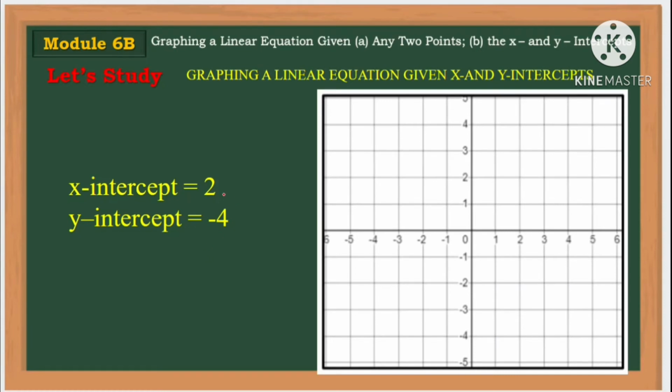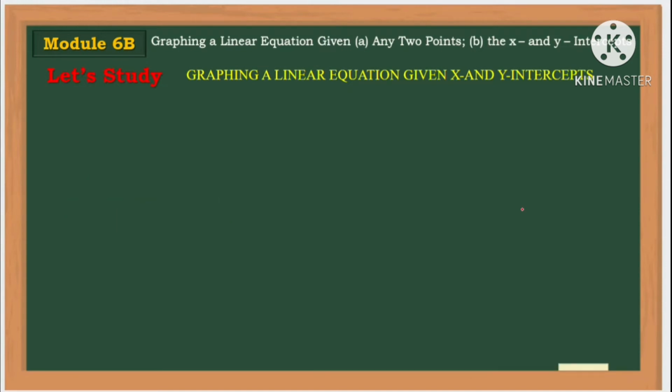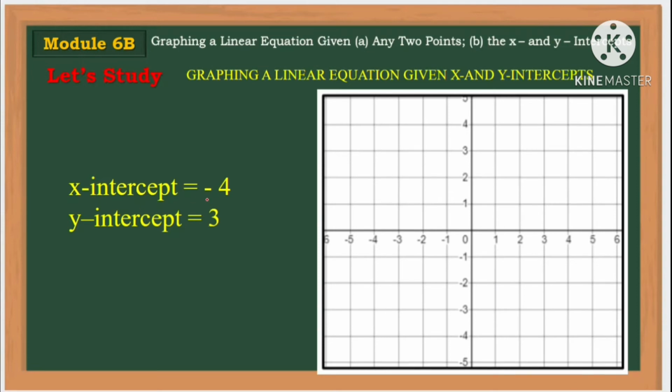Next, x-intercept is 2, y-intercept is -4. So, locate natin ang x-intercept, +2. Andito. Y-intercept, -4. Ito, andito, -4. Ayan. Okay. Then, draw tayo ng line. Diyan natin makikita yung graph. Okay. So, meron pa. We have -4 for x-intercept, then y is 3. So, x, -4, andito. Y, +3, ayun, sa taas. And draw a line. Okay, very good.